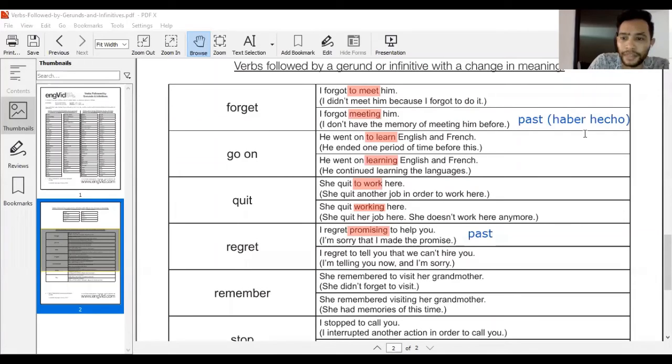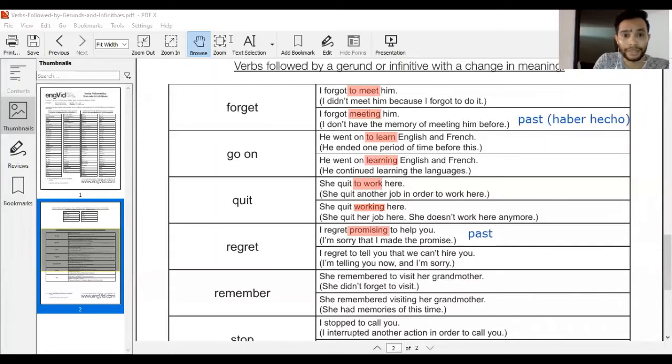If this is the intention, take a look, a past intention, haber hecho. So what do you think the meaning of this is? I regret promising. Me arrepiento de haberte hecho esa promesa. Me arrepiento de haber prometido ayudarte. Ayudar. ¿La ayudé o te ayudé? No. So that's what it means here one more time, all right? Regret with the ing has a past intention.